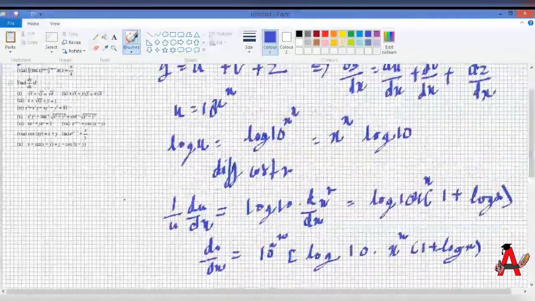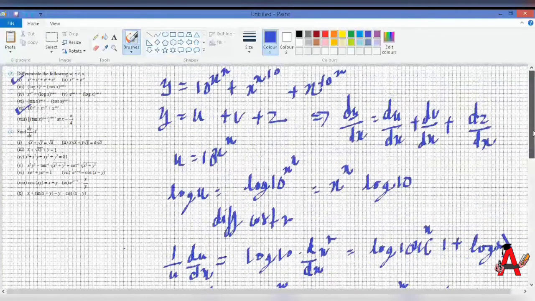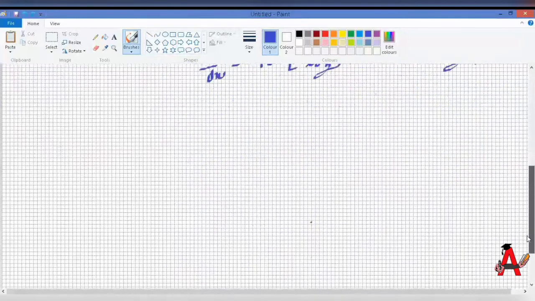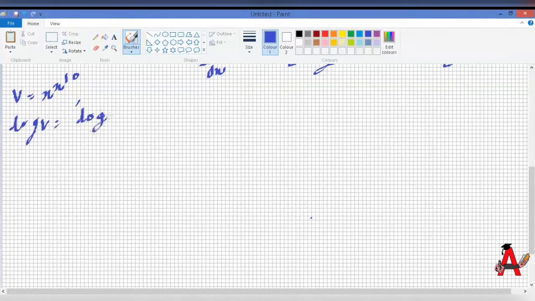So let's try to do the second part. What is the second part? The second part is given as v. v is equal to x raised to 10. Now, if v is equal to x raised to 10, what you can do is you can take log, log v is equal to log of x raised to 10. This 10 can come here, 10 into log of x.